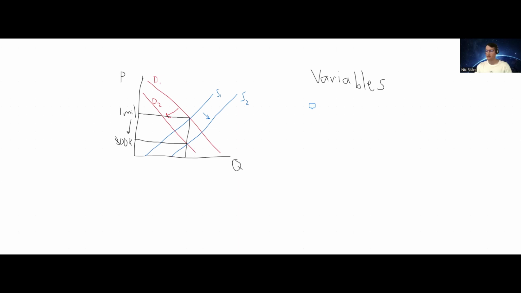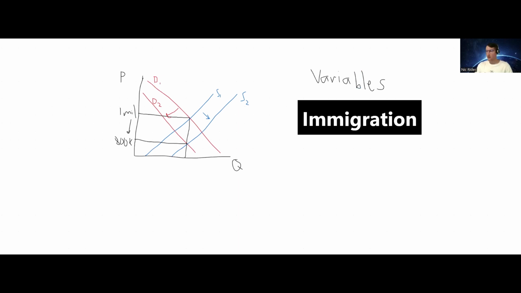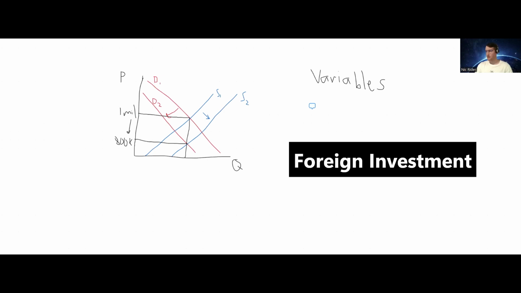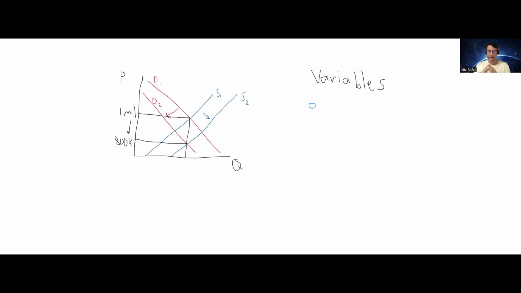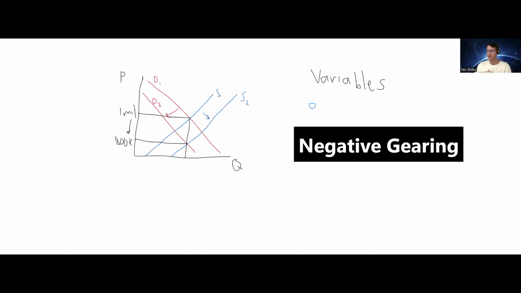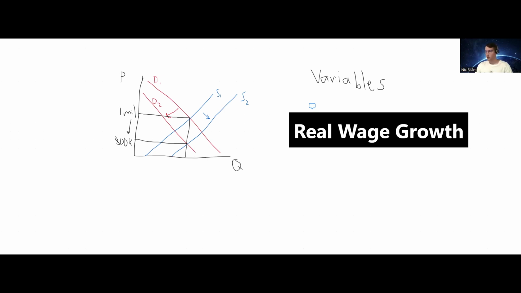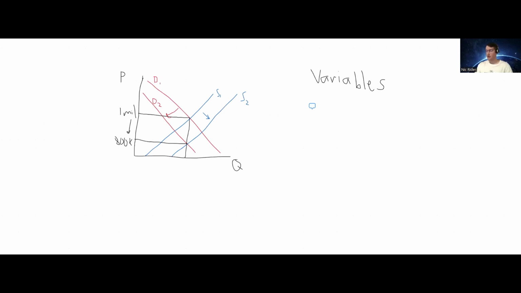Some of the variables here to take into account that make housing prices go up are immigration, foreign investment, negative gearing, and other factors like rising salaries. Real wage growth is probably the big one. Other things that can influence the median house price include a reduction in interest rates.